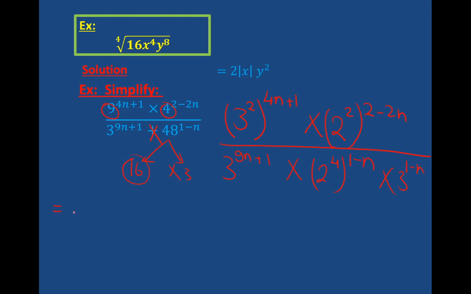Then 3 power 2 times 4n plus 1 gives 8n plus 2, times 2 power 2 times 2 minus 2n. Power means multiply. Then 2 power 2 times 2 equals 4 minus 4n, over 3 power 9n plus 1, times 2 power 4 times 1, 4 minus 4n, multiplied by 3 power 1 minus n. Take care, in the numerator and denominator there is the same term, 2 power 4 minus 4n. I'll cancel them. Then the remainder will be 3 power 8n plus 2 over 3 power 9n plus 1 multiplied by 3 power 1 minus n.